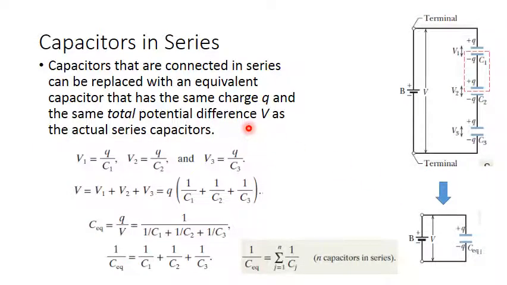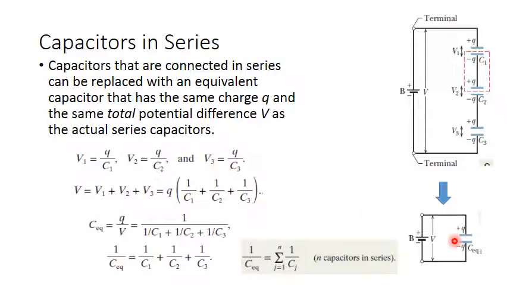Now, capacitors that are connected in series can be replaced by an equivalent capacitor that has the same charge Q and the same total potential V. So, the equivalent capacitor will have charge Q with the same potential V. Now, we say that V1, the potential at the first capacitor, equals Q over C1. V2 equals Q over C2. V3 equals Q over C3.